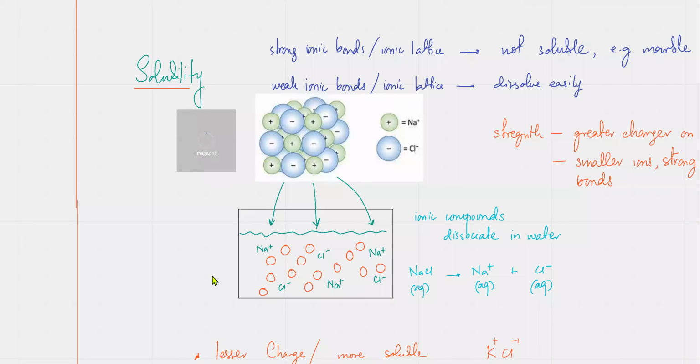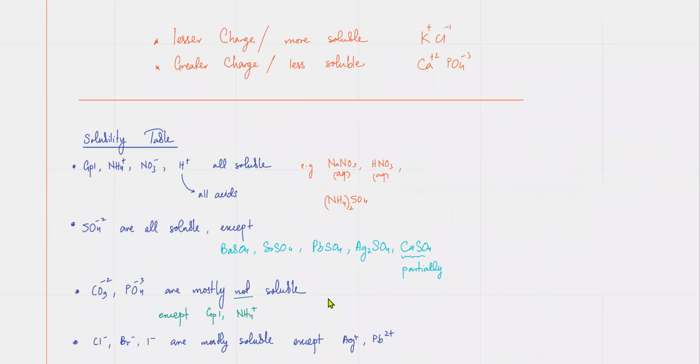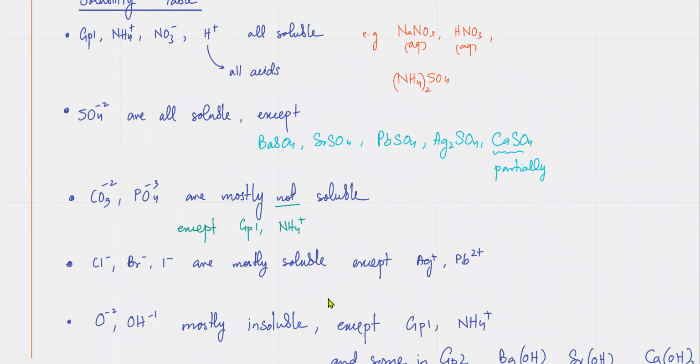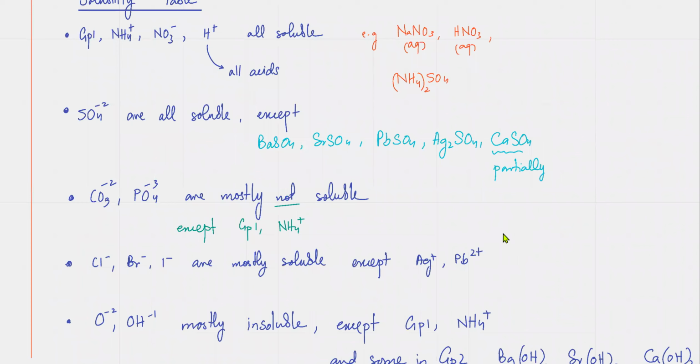सर, जैसे Cl-1 और Br-1 में हम लिख रहे हैं कि मोस्टली सॉल्युबल हैं, तो हम इनको पूरा सॉल्युबल क्यों नहीं लिख रहे? नहीं, मोस्टली सॉल्युबल का मतलब ये है कि एक्सेप्शंस भी हैं, एक्सेप्ट ये कि सारे सॉल्युबल नहीं हैं.